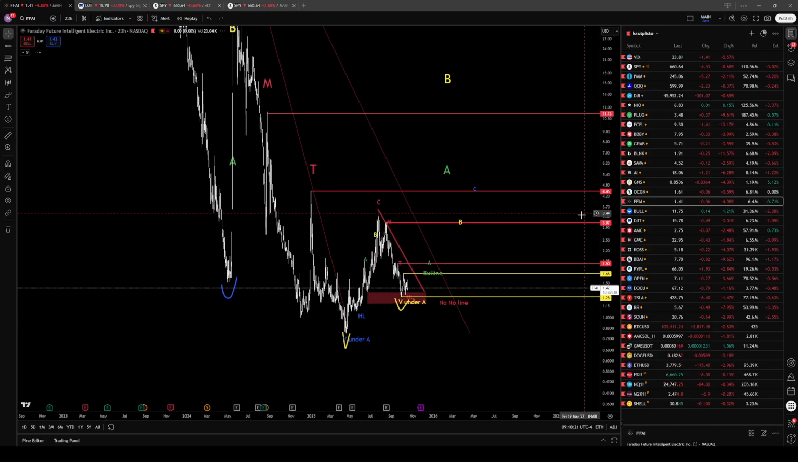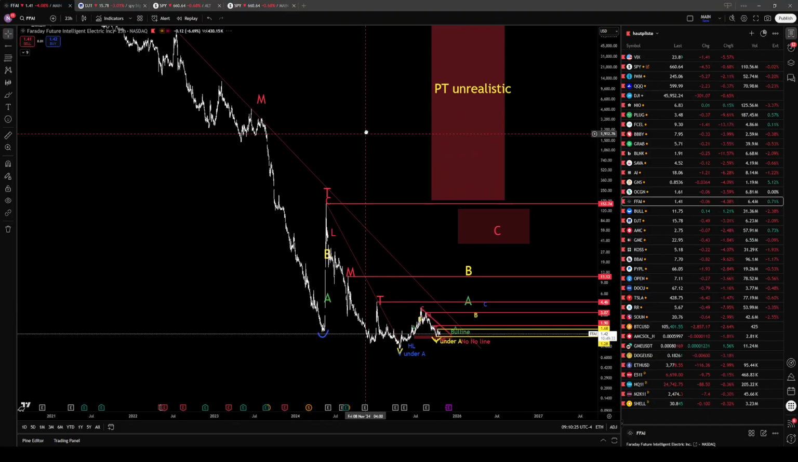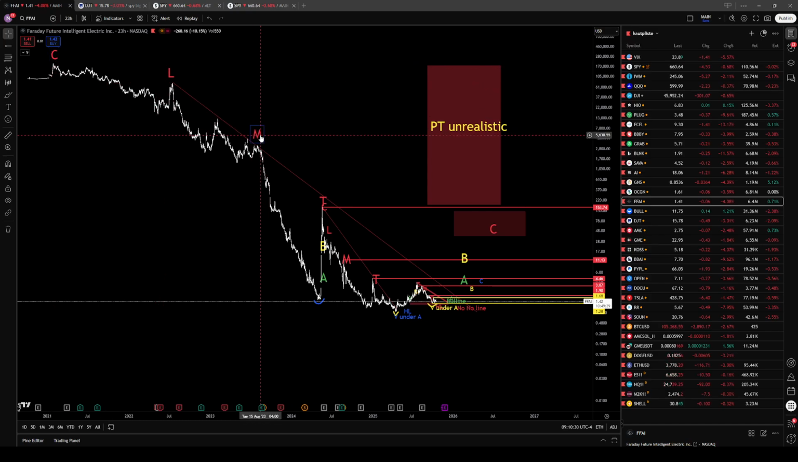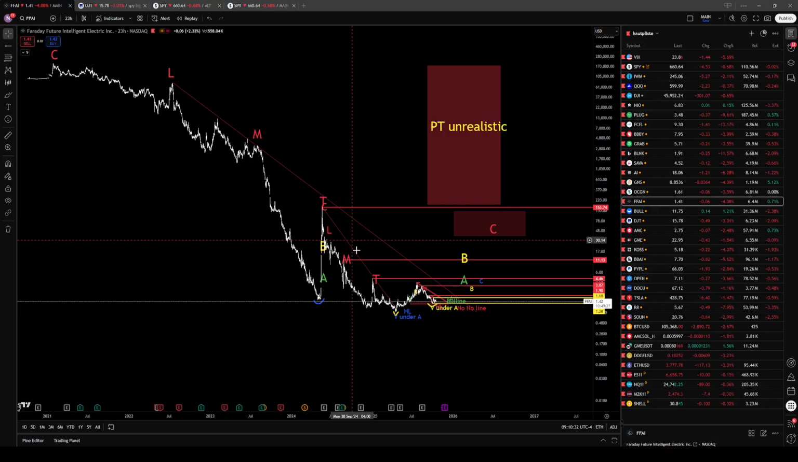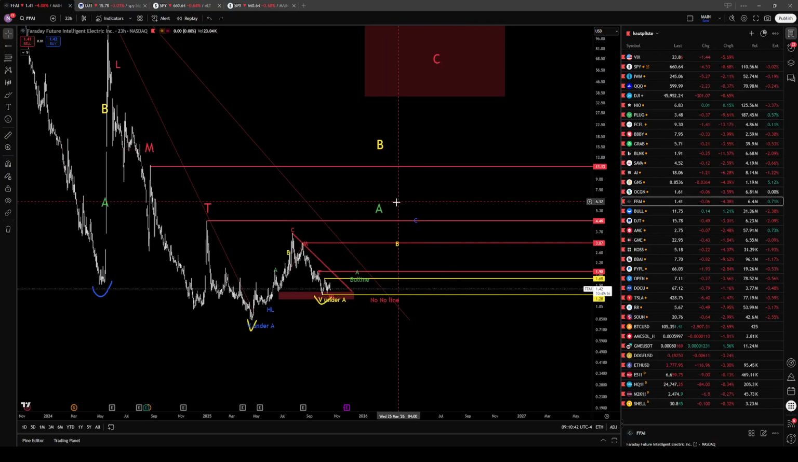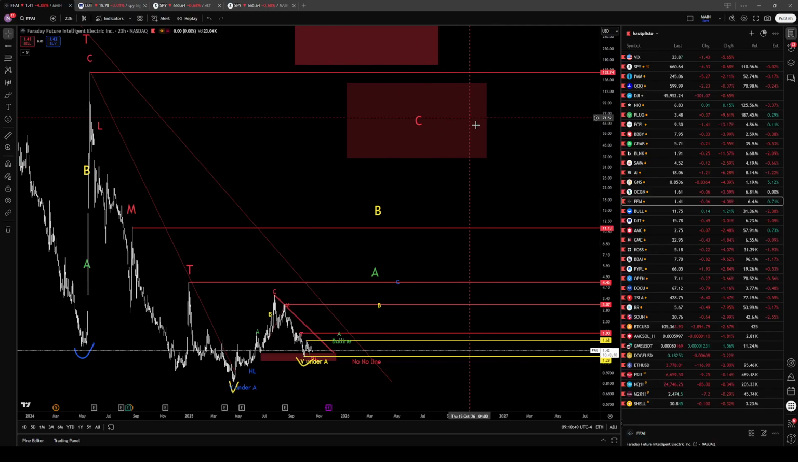FFAI. So you're coming from a C, lower high, midpoint, T, V under A, hello. Price targets, I'm not talking about the unrealistic price targets. For the realistic price targets, your A around 545, B 10, and C would be something in here. You're not breaking 154.